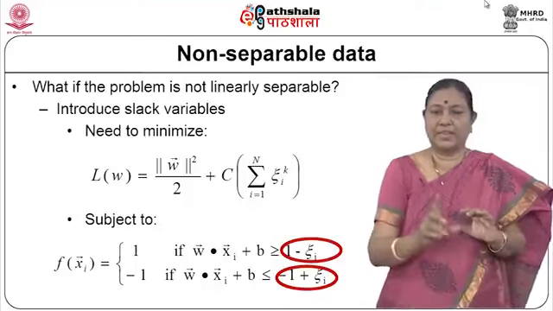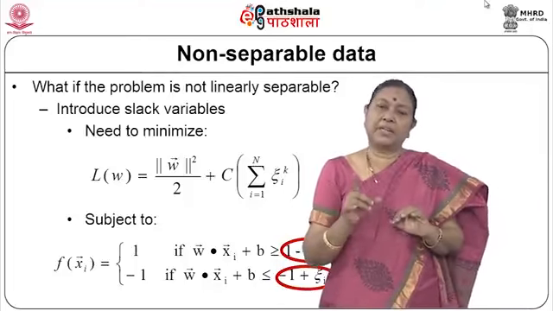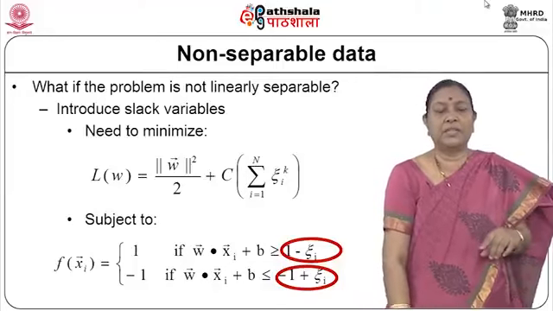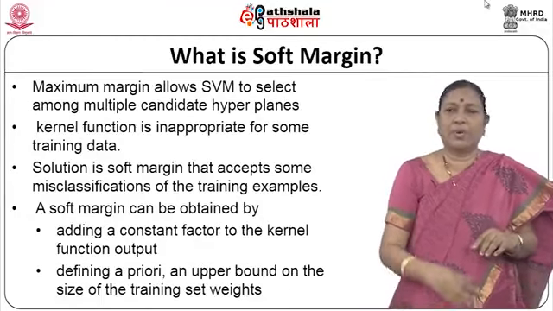So, this is the difference here. Previously we used to take it as 1 and less than. Here we have introduced the eta 1 also. Okay. So, what is this soft margin?